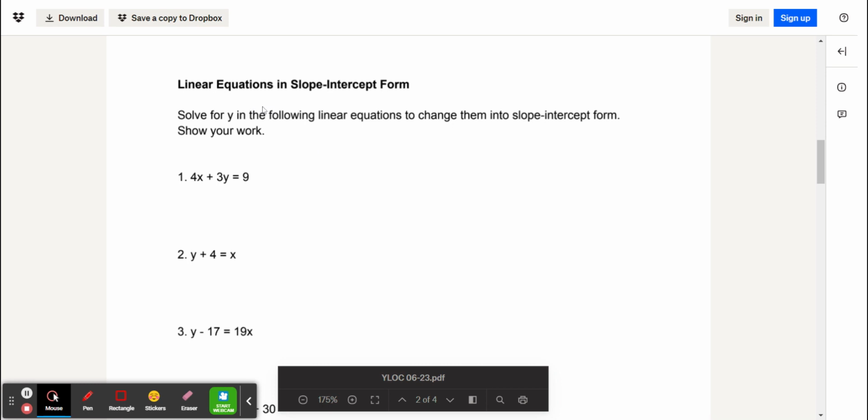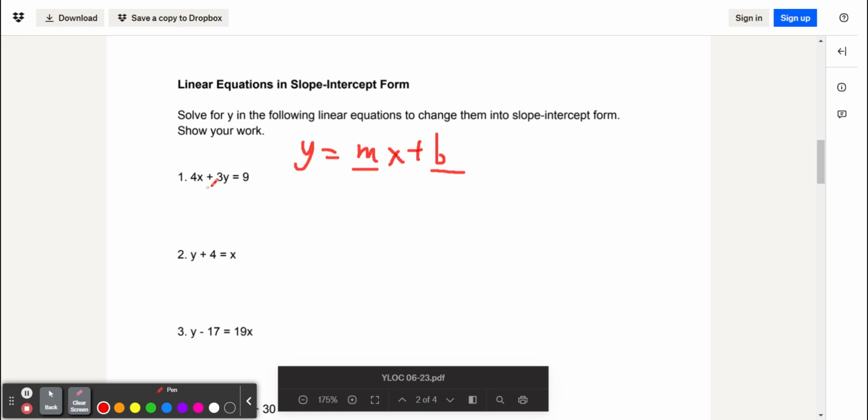This set is linear equations in slope-intercept form. So slope-intercept form is y equals mx plus b, where m is the slope and b is the intercept.